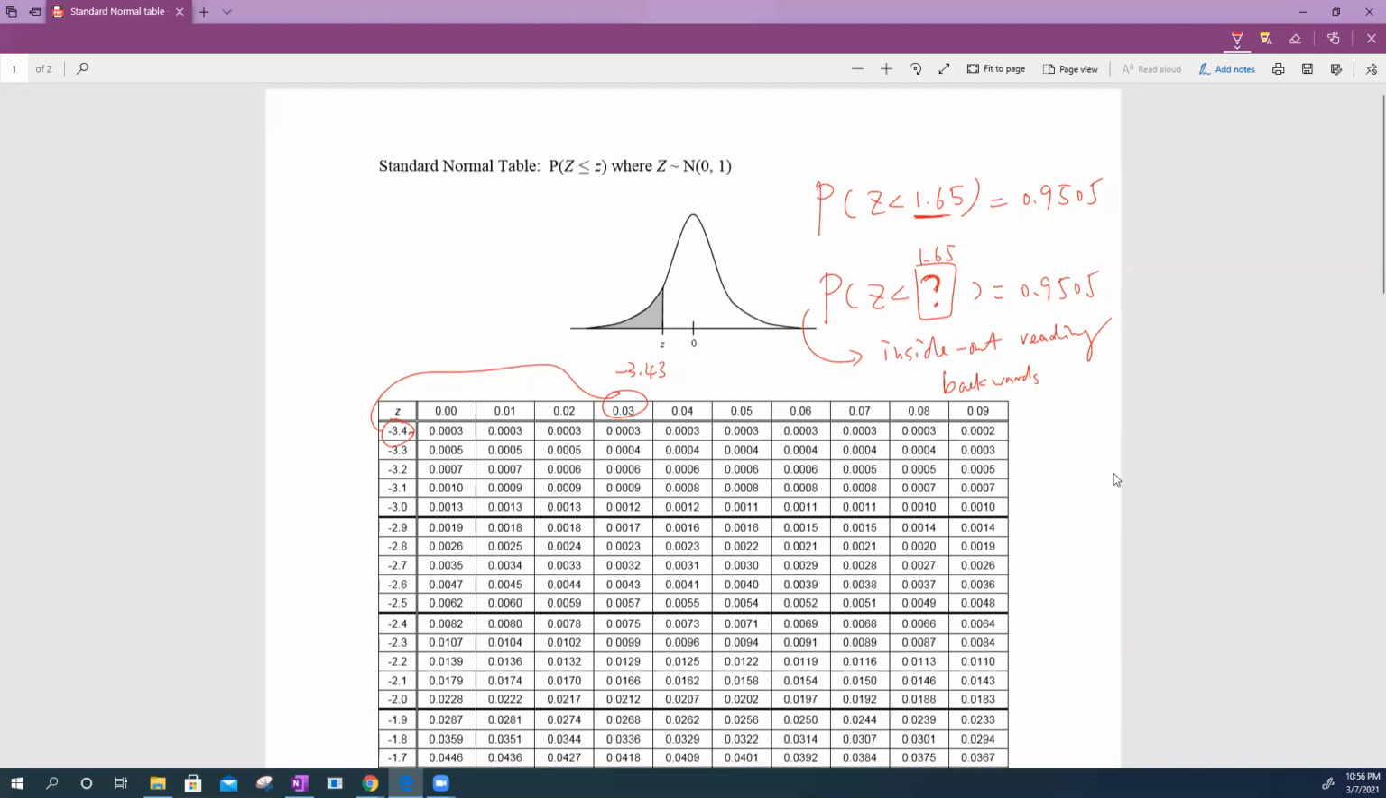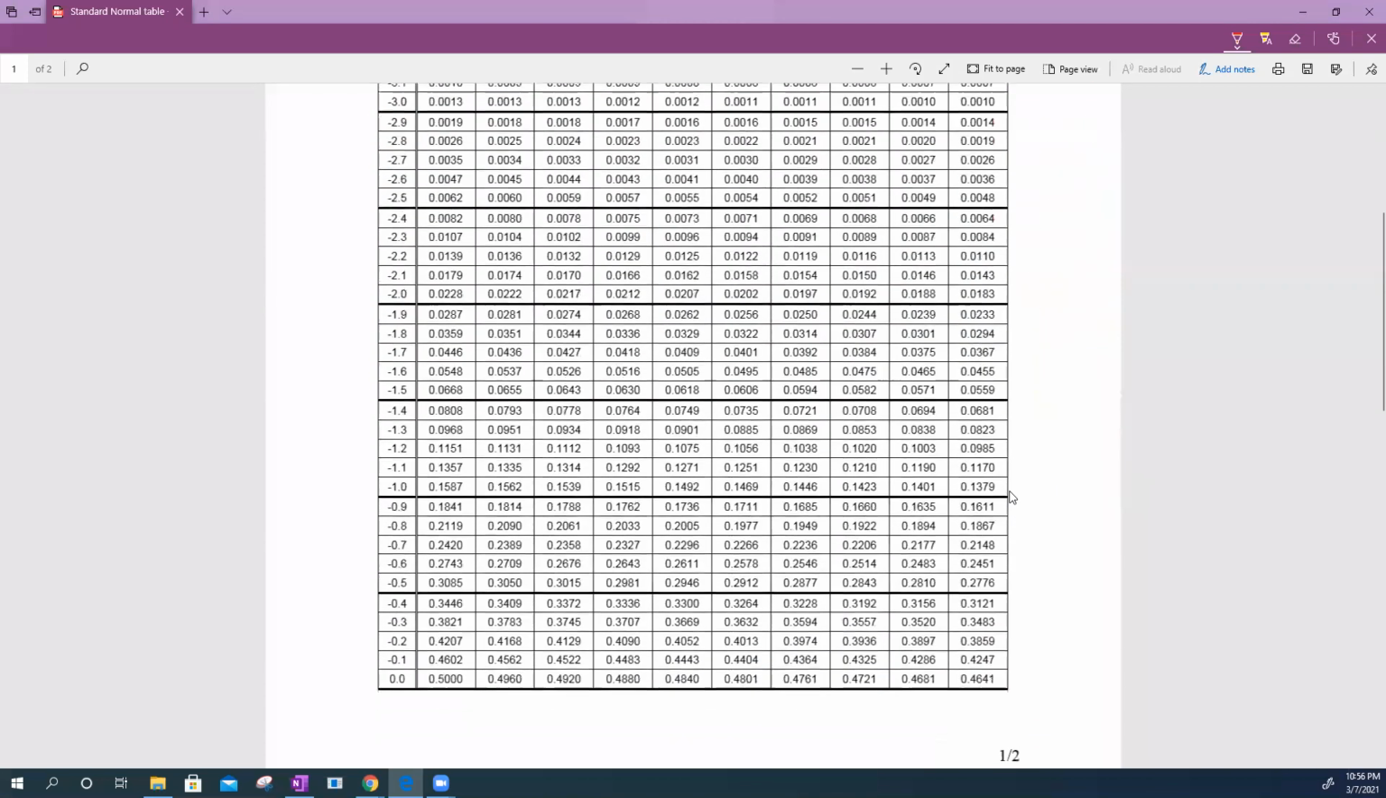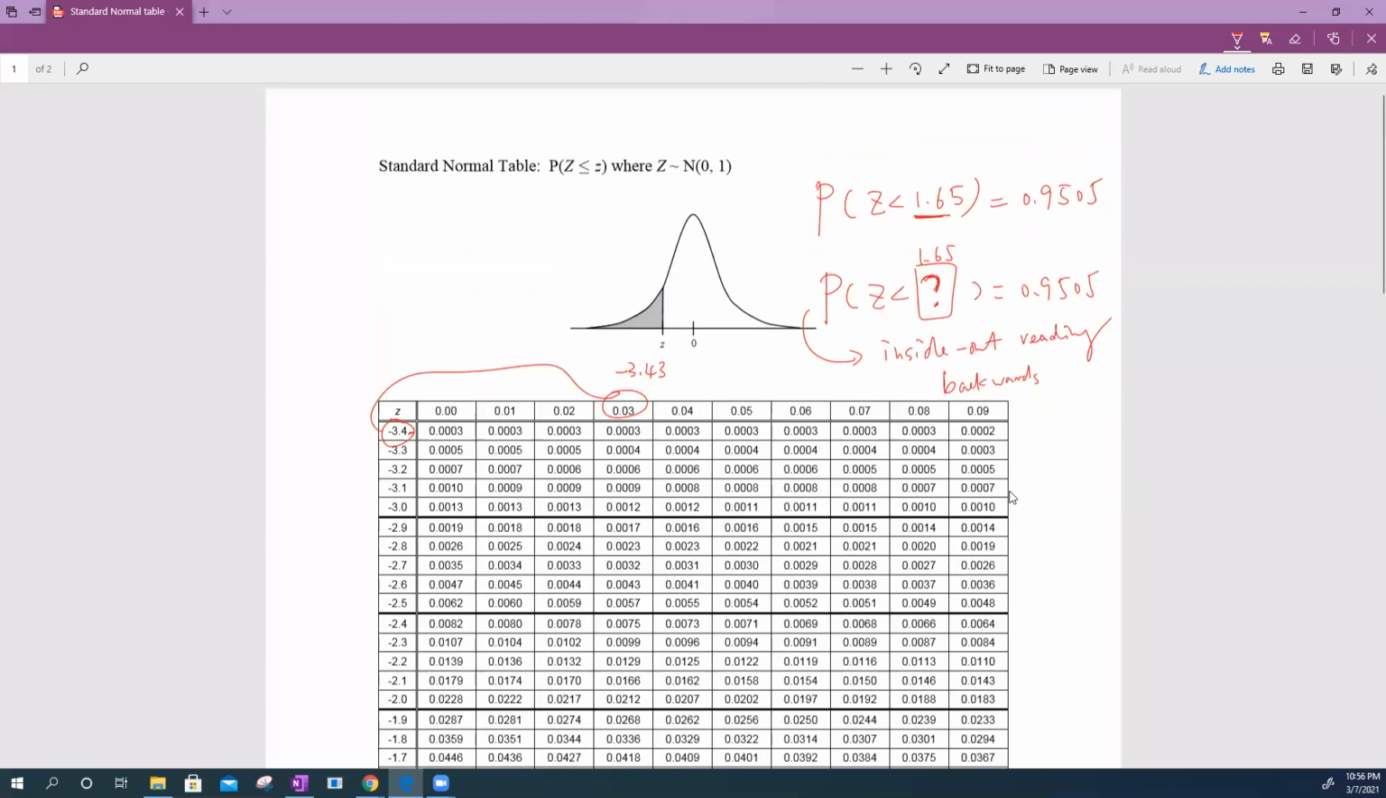So that's basically two types of questions. One is the regular reading, or we call it outside in. And then the other type is inside out reading, using the table backwards. Okay, that's all about the standard normal table reading.